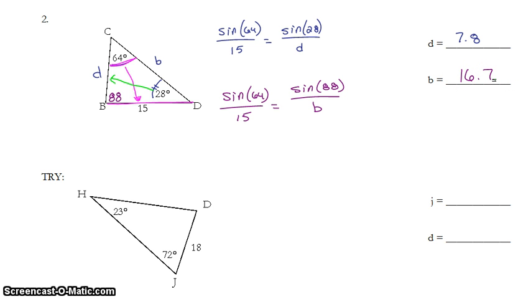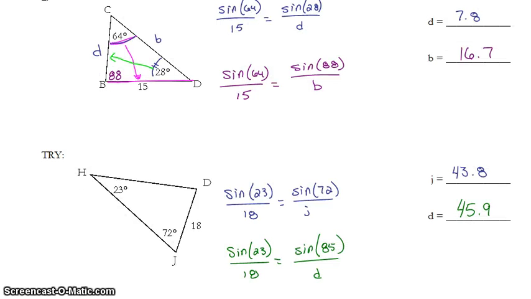Go ahead, press pause, try the last problem here, unpause to check your answers. We should get that side J is 43.8 and side D is 45.9.